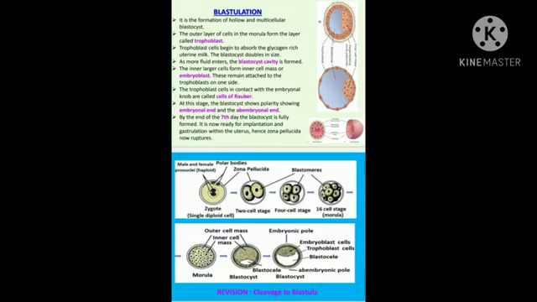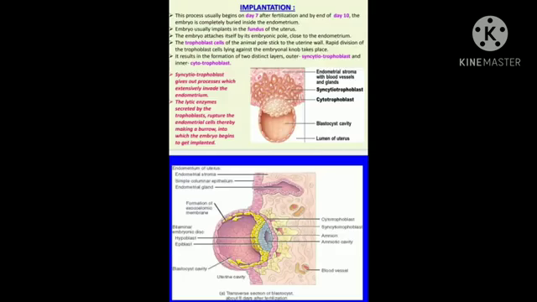So here you can see how it happens and what happens over here. Now coming to our next topic, that is called as what? Implantation. The blastocyst after its formation gets implanted or embedded. Implantation means getting embedded or getting perfectly attached to something. That is called as what? Implantation.